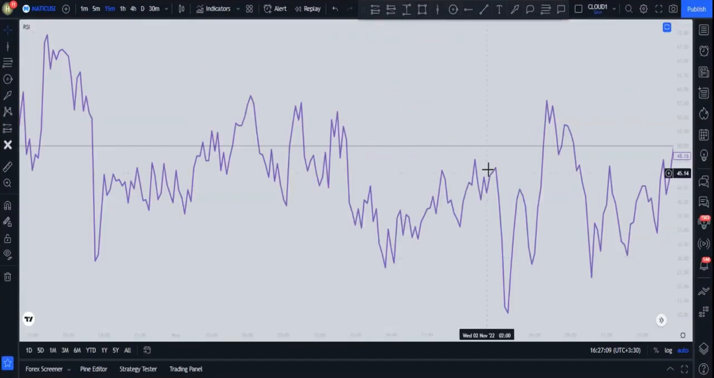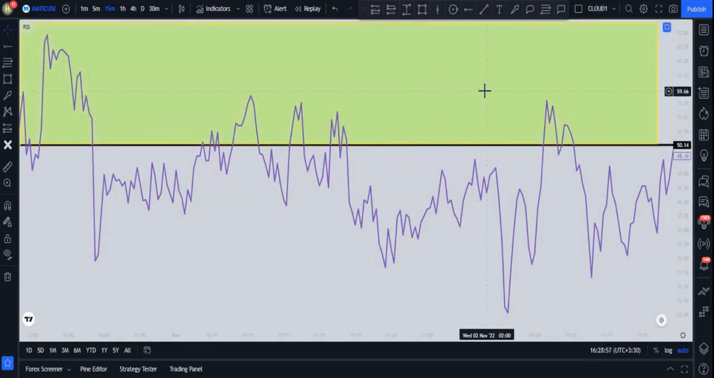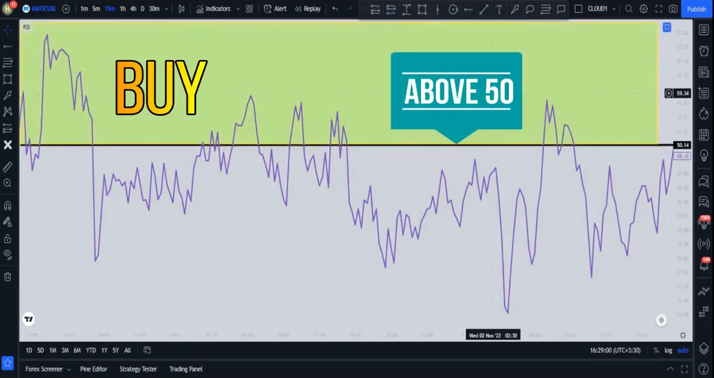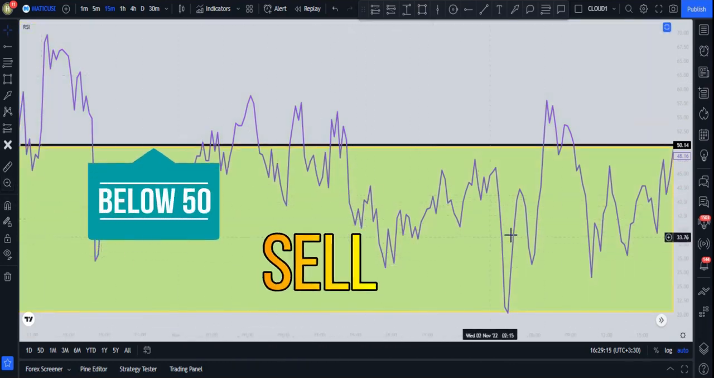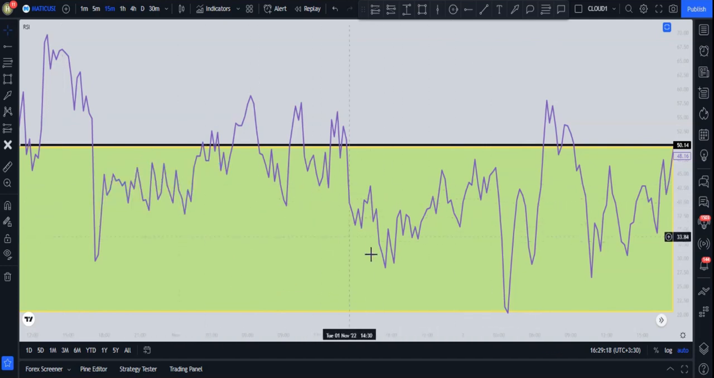Now let me fully explain how we use this RSI indicator in our setup. Whenever the RSI is above the 50 line, only buy signals are valid, and whenever the RSI is below the 50 line, only the sell signals are valid. Okay, the setup is finally ready now.